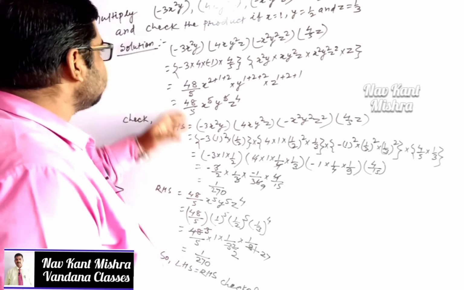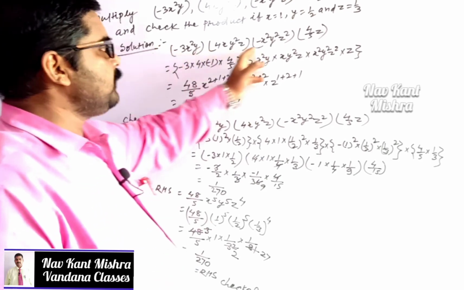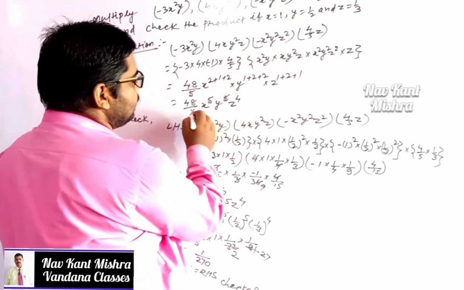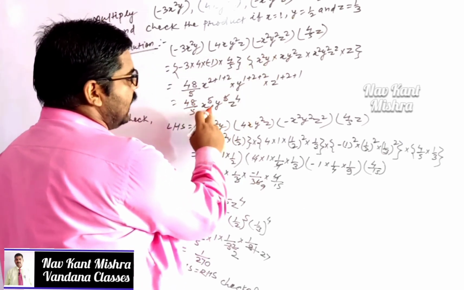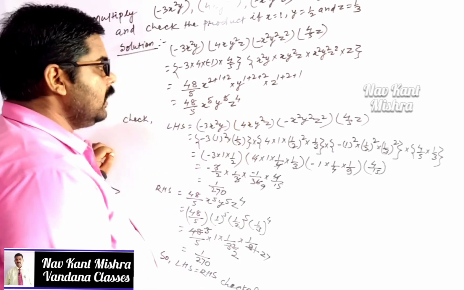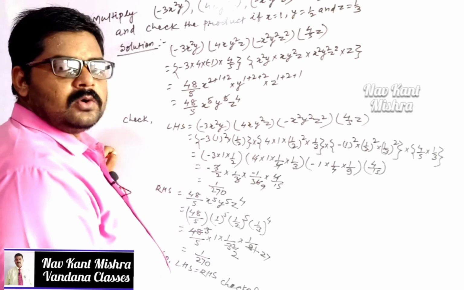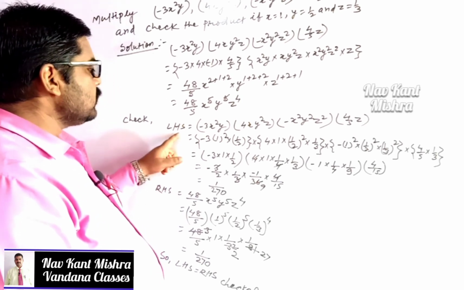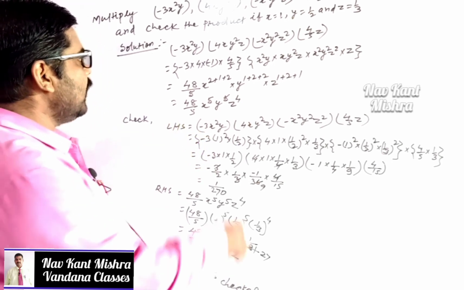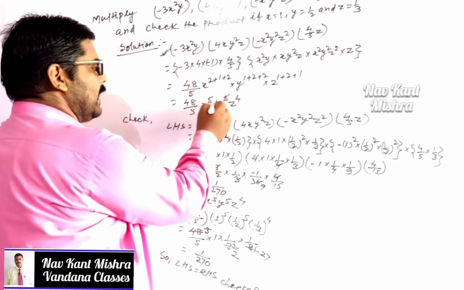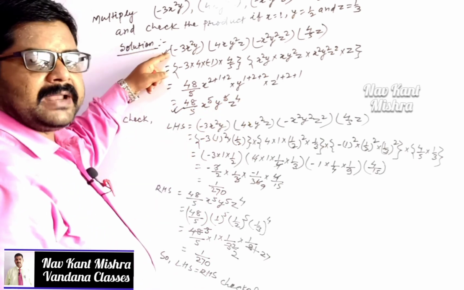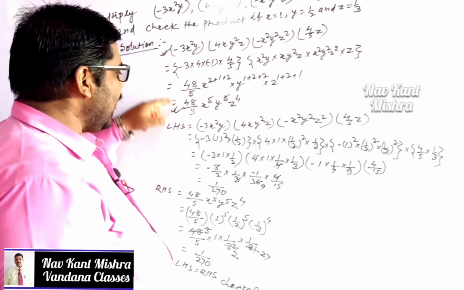My dear student, I have just multiplied these 4 terms, and after the multiplication you get 48 upon 5, x to the power 5, y to the power 5 and z to the power 4. To check this question, you need to put the value of x, y and z in LHS, and this one is LHS and this one is actually RHS. So you have to put separately in LHS and RHS.